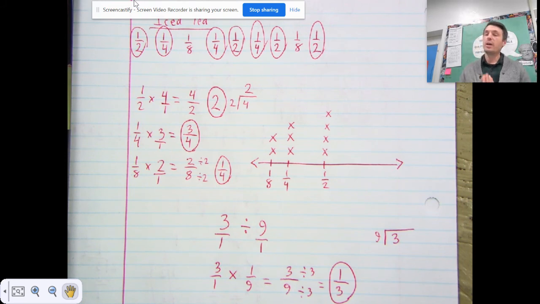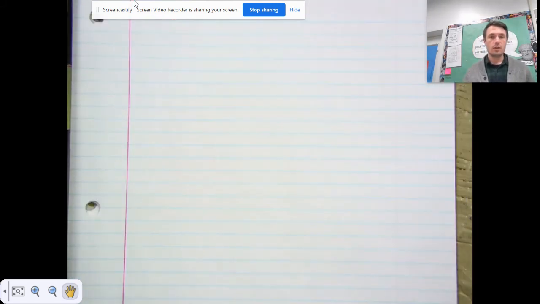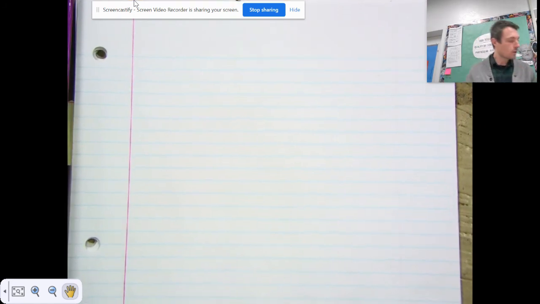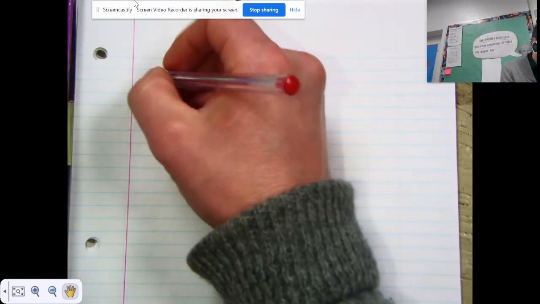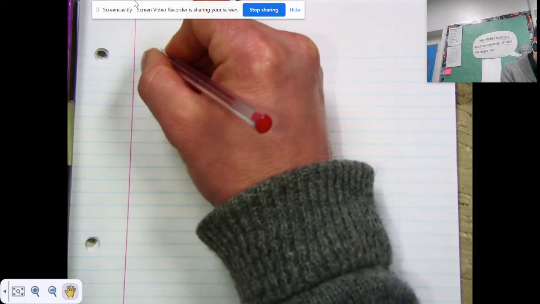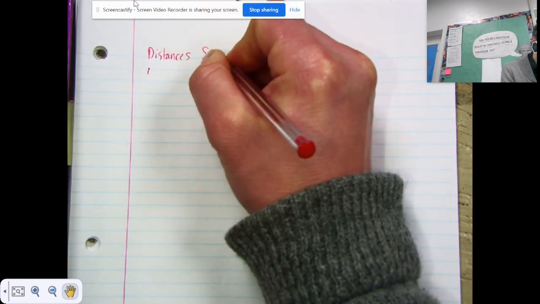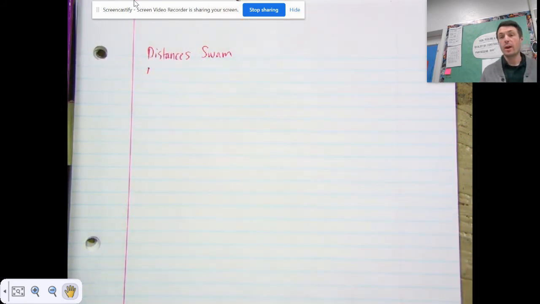All right, I'm going to give you one to do independently now. And you have 2 tasks. Actually, I'll tell you what those 2 tasks after I give you the independent work. Here is the data. Go ahead. Let's say you have distances swam. A bunch of people swam, and they all swam random distances.